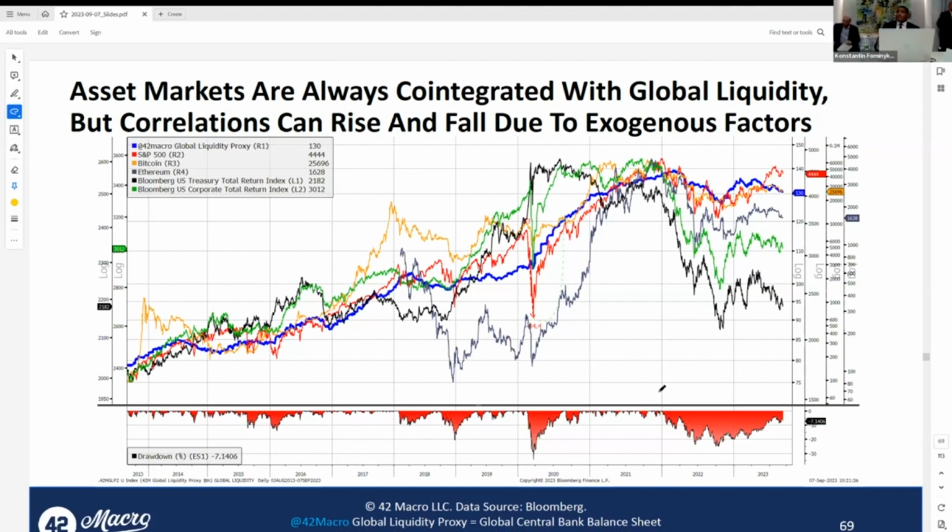Does anyone have any questions on the cyclical economic outlook? Because that's obviously a much longer term.